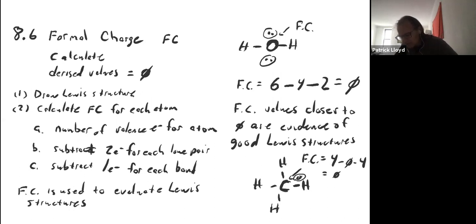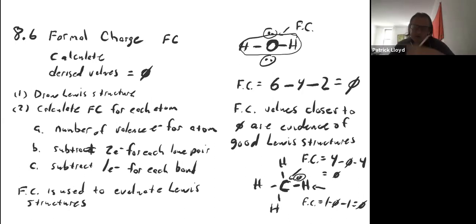Hydrogen, you'd actually get 0 too, right? Because hydrogen is in group 1A, so it has 1 valence electron. It doesn't have any lone pairs, and it has 1 bond, so you get 0 there. So all the hydrogens have formal charges of 0 there. Okay. If you have an ion, at least one atom is going to have a formal charge that is not 0. Because if you add up all the formal charges of all the atoms, they have to add up to the charge of the species. So in the case of water, they have to add up to 0 because water is neutral. But for an ion, they have to add up to the charge of the ion. So sometimes you will have formal charges that are not equal to 0.